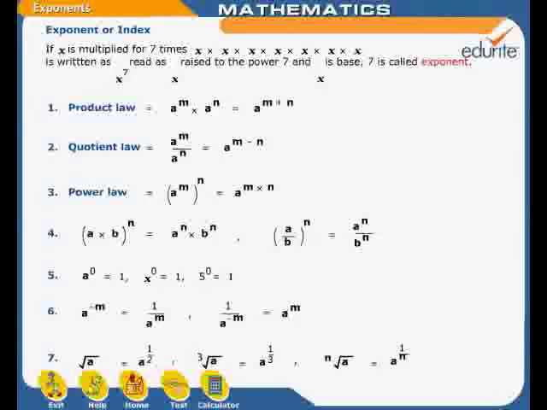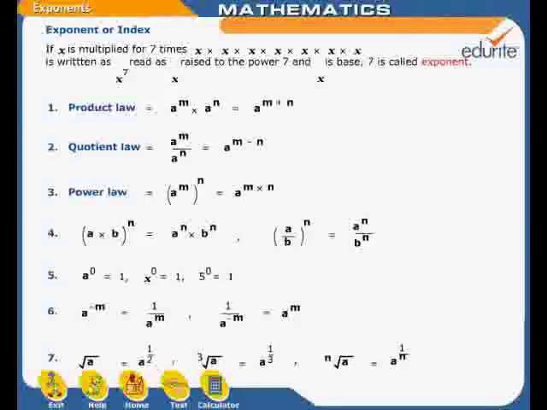3. Power law: a to the power m, whole to the power n, is equal to a to the power m into n. 4. (a into b) whole to the power n is equal to a to the power n into b to the power n. (a upon b) whole to the power n is equal to a to the power n upon b to the power n.